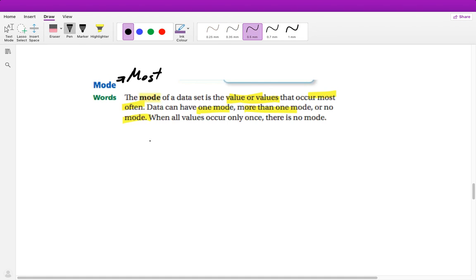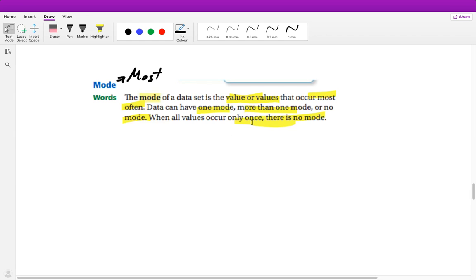If I give you a data set of 1, 2, 3, there's no number that appears more than once, so this one would not have a mode. We can have one or more modes, but when all values occur only once, there is no mode. Mode, most, it sounds like it, and that's what you have to remember. It's what appears the most, and that is our mode.